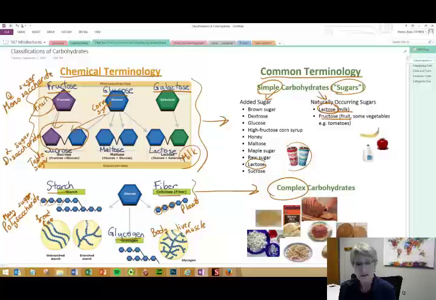And the difference is if you take that lactose out of milk and you put it into its own little pile, which we can do, and then you add it to another food like bread, which is common to do, it's now considered an added sugar. So defining added sugar sometimes can be confusing.